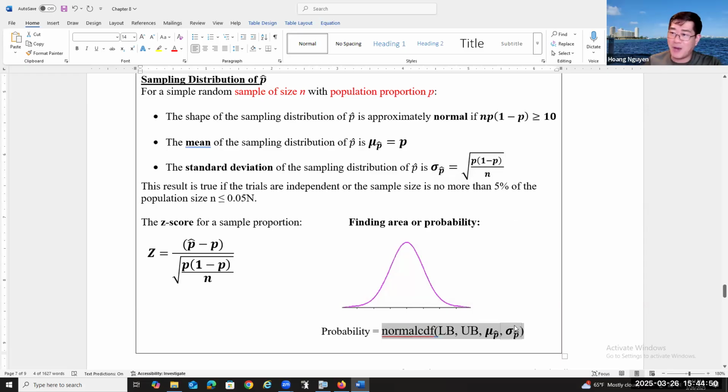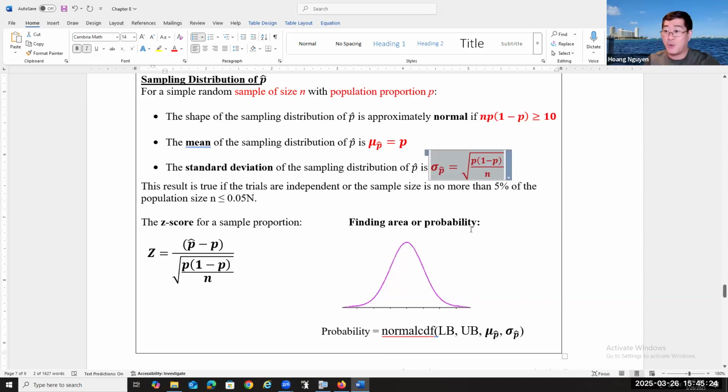Okay. So that's going to be the summary of the sampling distribution of the sample proportion. The condition is n times p times 1 minus p has to be more than or equal to 10. If that condition is true, then we know that the mean of the sample proportion equals the population proportion, and the standard deviation of the sample proportion is equal to the square root of p times 1 minus p over n. So that's going to be the distribution of the sample proportion.